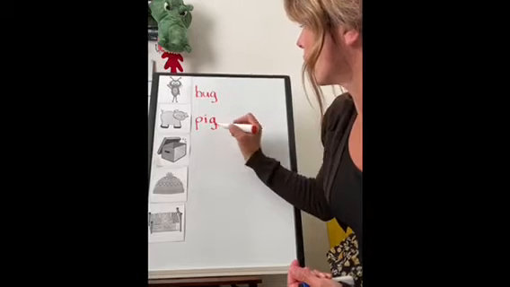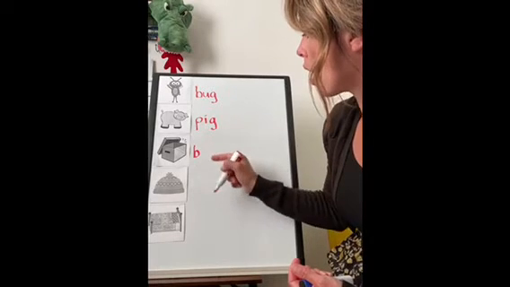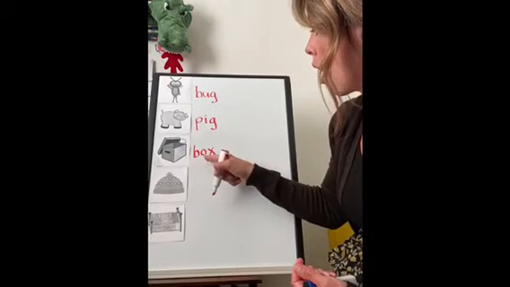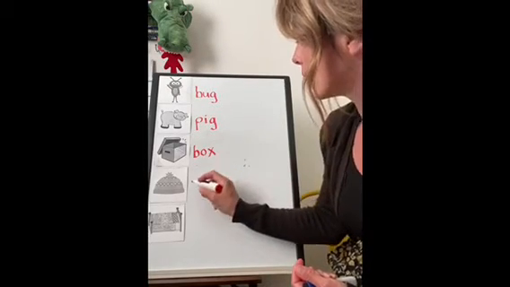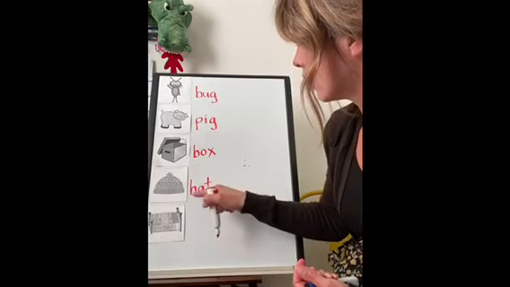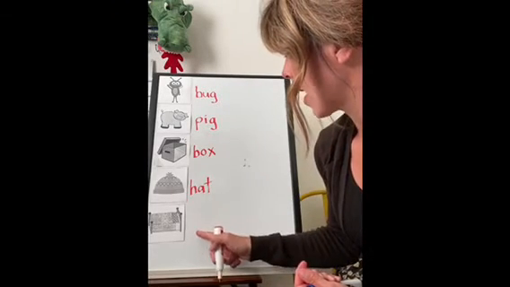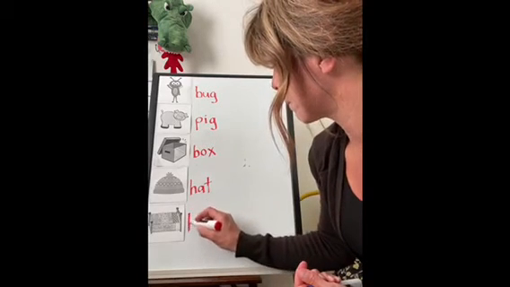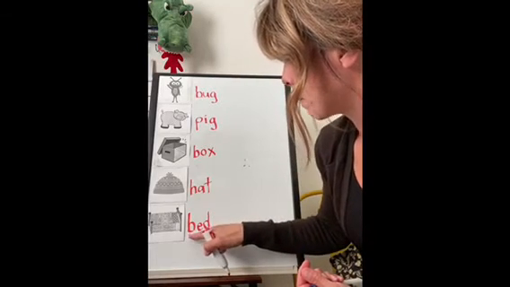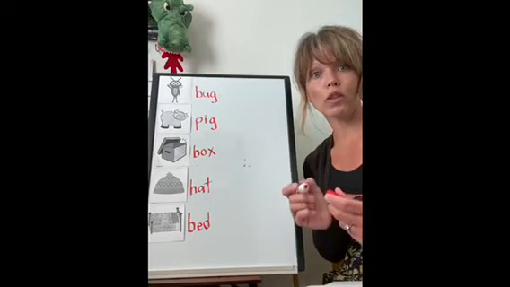Pig. Box. Hat. And then we have bed. All right, so we have all of our 5 words spelled.